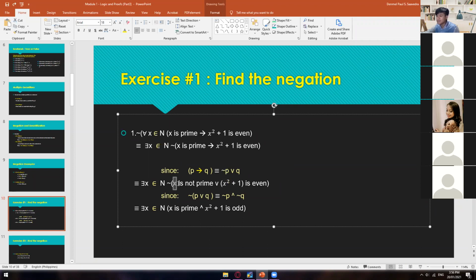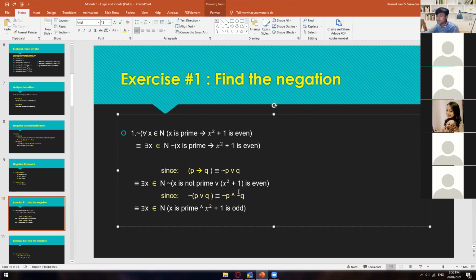So x is not prime. From positive to negative, we just added not. And then from conditional to or, just put here or, and then just copy the last one as it is, which is x squared plus 1 is even. Okay. And then from there, you can now start distributing this negated symbol. So from negated p or q, this one is equal to not p and not q.